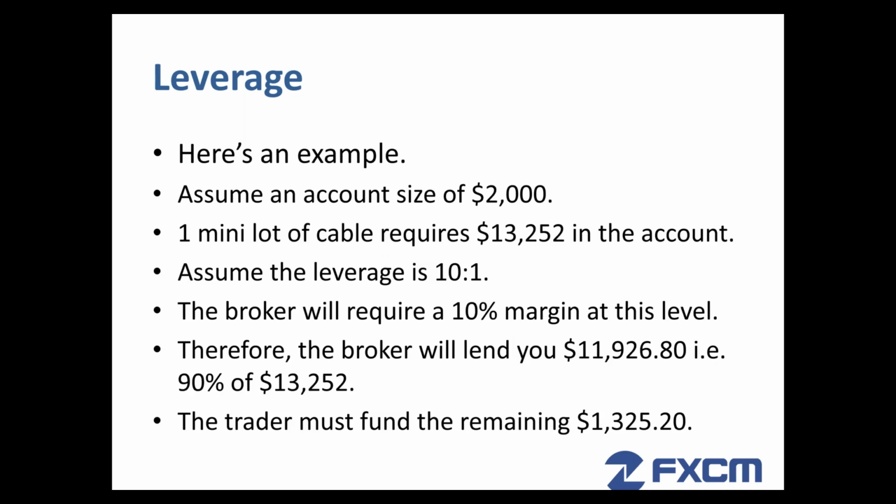educational purposes. If we assume an account size of $2,000, remember one mini lot of cable requires $13,252 in the trader's account. Now, assuming that the trader had opted for a 10-to-1 leverage ratio for this example, that means the broker essentially just needs a 10% margin from the trader. Let's look at this a little bit more in depth. The broker will effectively lend the trader 90% of the trade amount, the trade value.